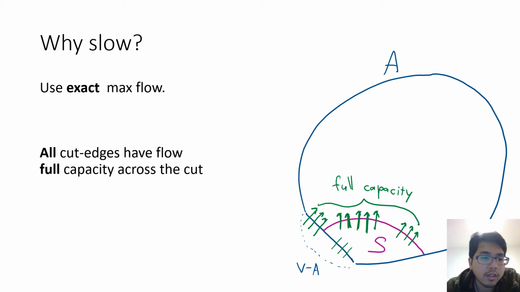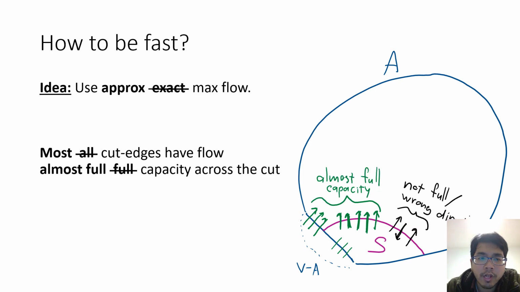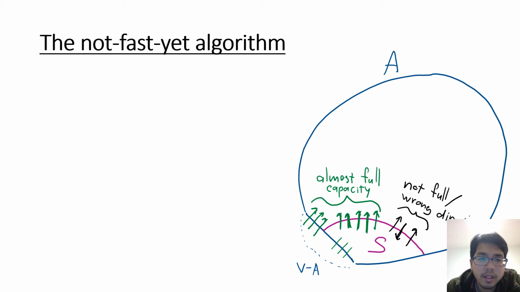To see this, we need to see exactly why it was slow: it is because we use exact max flow, right? But this is really good for us because once we use exact max flow, we know that each cut edge will have flow at full capacity across the cut. But to get it fast, we need to use approximate max flow instead. But because of this, we will get a relaxed guarantee. That is, we have only that most cut edges have flow at almost full capacity across the cut. There can be some edges, only few of them though, that are far from being full and maybe even going in the wrong direction. Okay.